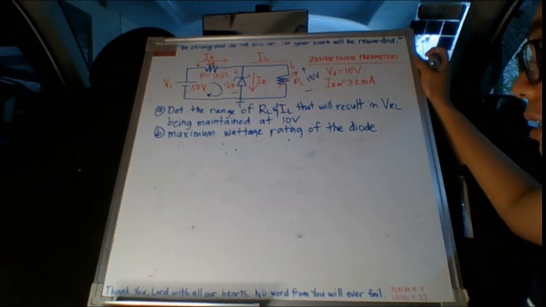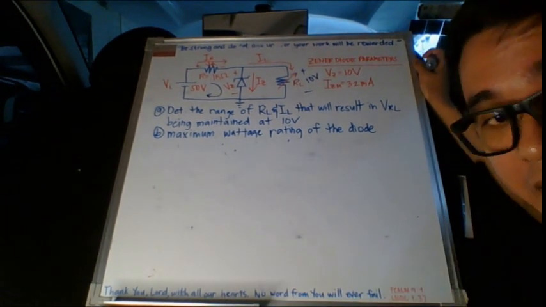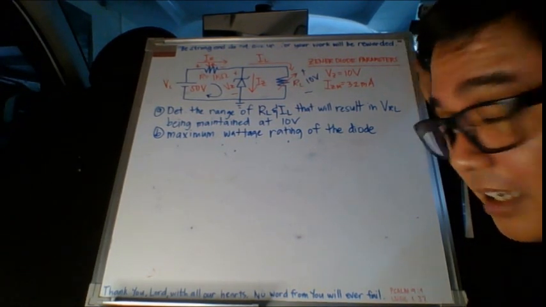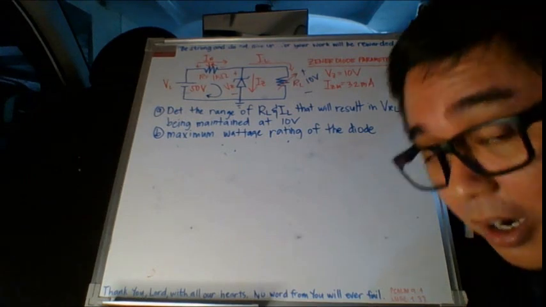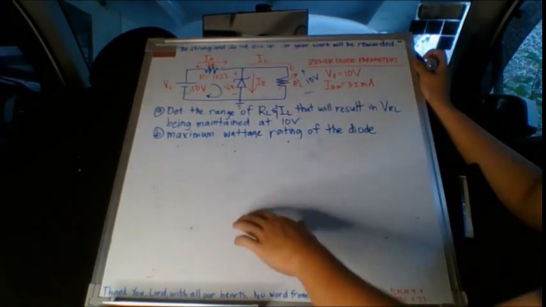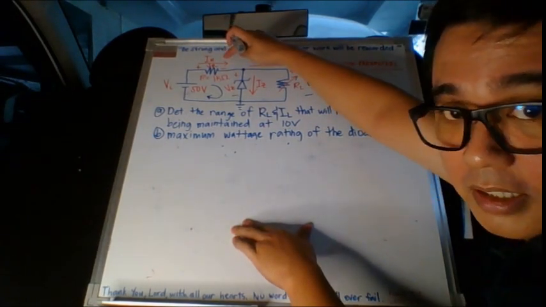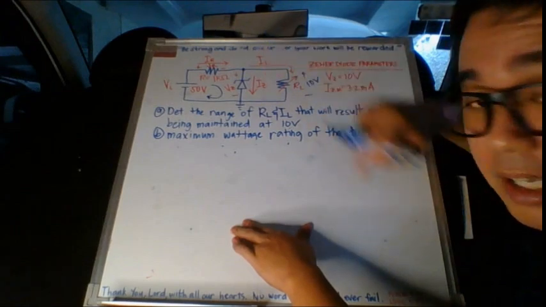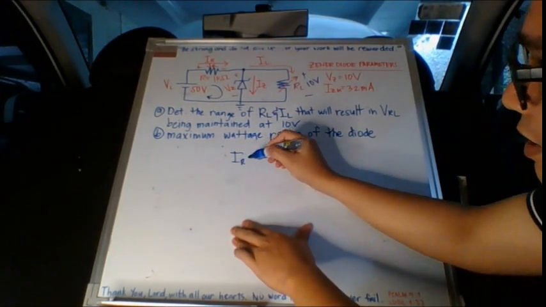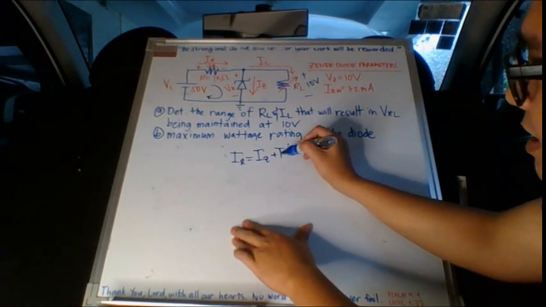Paano natin ulit masosolve si RL max? Siyempre kailangan natin si IL min. So paano natin makukuha ngayon si IL min? Kanina nakuha natin yung I sub R na equal sa 40 milliamperes. Kung mapapansin natin, dito sa node na to, pumasok si I sub R at lumabas yung dalawang kuryente. Therefore, I sub R is equal to I sub Z plus I sub L.